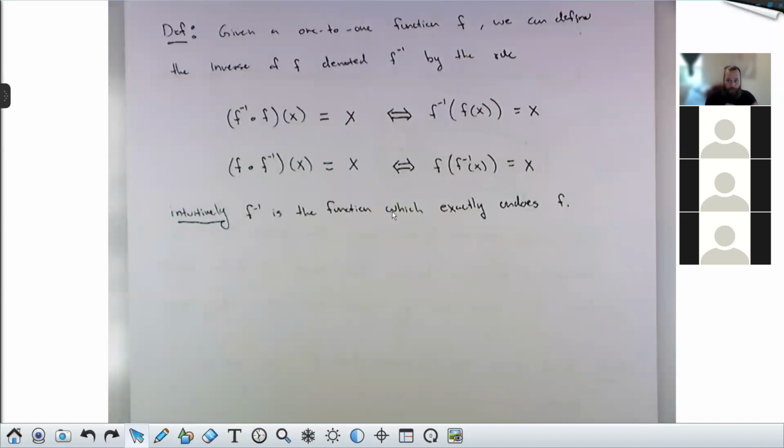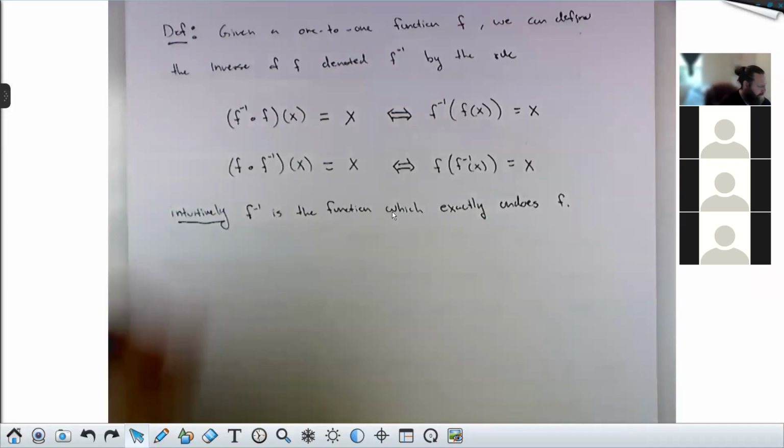If f is the function put on your socks, then put on your shoes, then f inverse would be the function take off your shoes, then take off your socks. Because if you do one followed by the other, you start with a bare foot, you end up with a bare foot. If f is the function square root of x, so you take a number, take its square root, then f inverse would be the function x squared. Because if you take a number, take its square root, then square that, you get the original number back. F inverse is the function that exactly undoes whatever the original function f does.